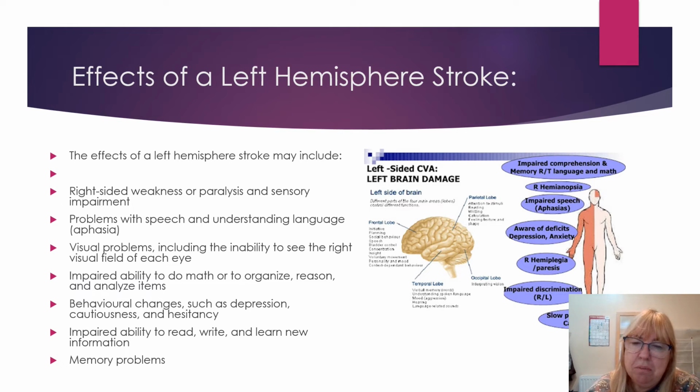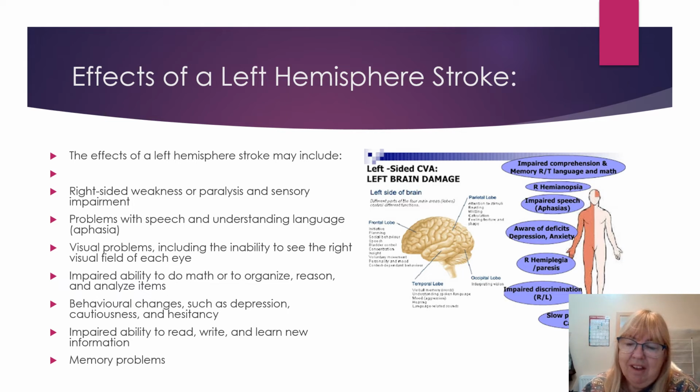Impaired ability to do maths. So if you ask them to do some simple sums, they might find it more difficult than they had done before. To organize, reason and analyze. So thinking things through, working out what's the logical answer, they might find very difficult. Organizing their thoughts, getting them in the right order. So you might ask them to explain how they went and did something. They might start getting the order of what happened a bit topsy-turvy.